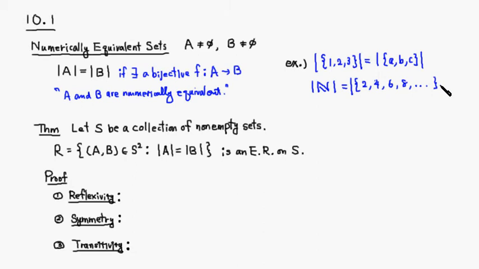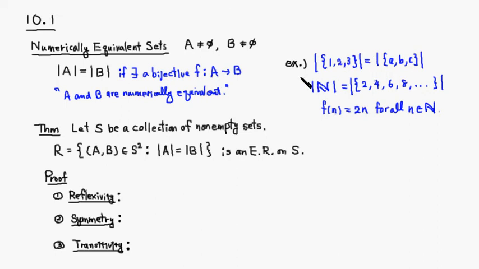You can easily come up with a bijection from the set of natural numbers to the set of positive even numbers by having a function like f of n equal to 2 times n for all n in the set of natural numbers. You can double check that this is a bijection, one-to-one and onto. So these two sets have the same cardinality.